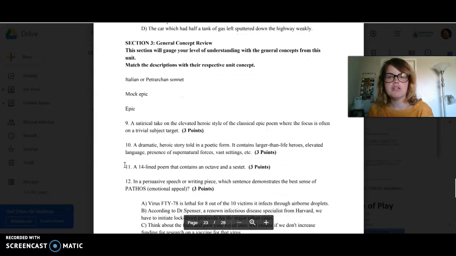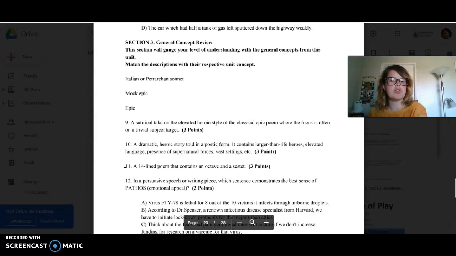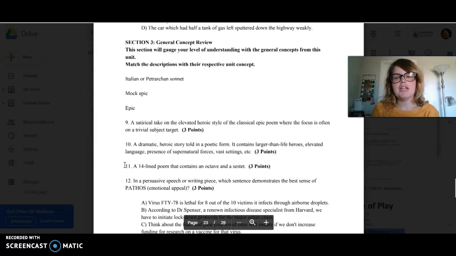Section 3 is a general concept review. This section will gauge your level of understanding of general concepts from the unit. Match the descriptions with the respective unit concept. Here are some of the concepts: Italian or Petrarchan sonnet, mock epic, and epic. Number 9 is a satirical take on the elevated heroic style of the classic epic poem, where the focus is often on a trivial subject.